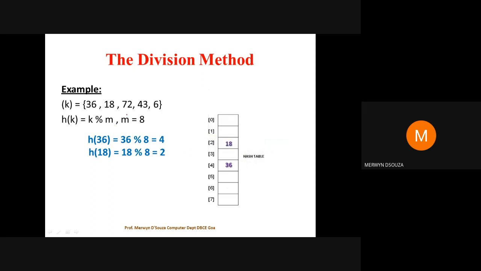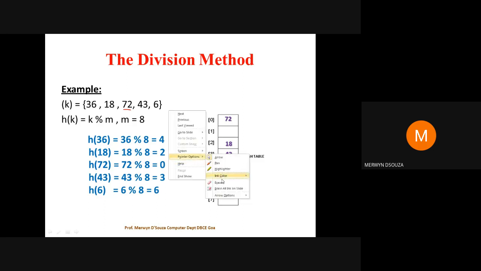Now let's continue with our insertion. The next value you're going to insert is 72. You apply the hash function: 72 mod 8, you get remainder 0. The hash value is 0, so 72 gets inserted at 0. Take the next one: the hash value is 3, so 43 gets inserted at hash position 3. Take the next one, 6 mod 8. You cannot divide 6 by 8, so 6 is the remainder. Therefore 6 will be inserted at index 6.